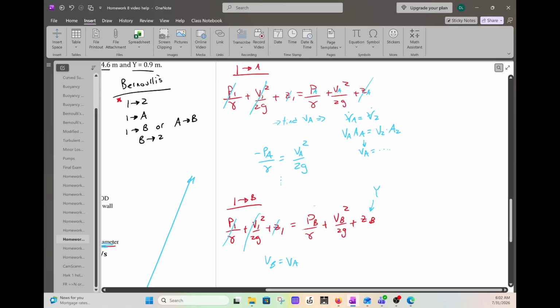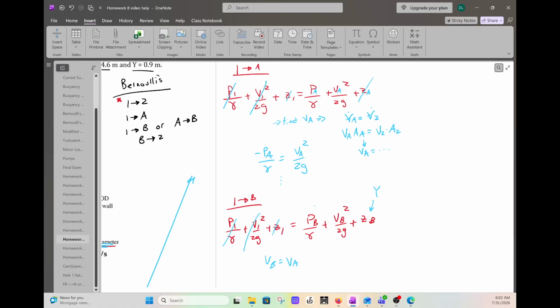So P1 over gamma plus V1 squared over 2G plus Z1 equals PA over gamma plus VA squared over 2G plus ZA. Again, free surface at 1, the pressure and the velocity, and my datum, because that's where I pick my datum, for this case, that all goes away. You have a pressure, you have a velocity, and Z1 and ZA are at the same datum.